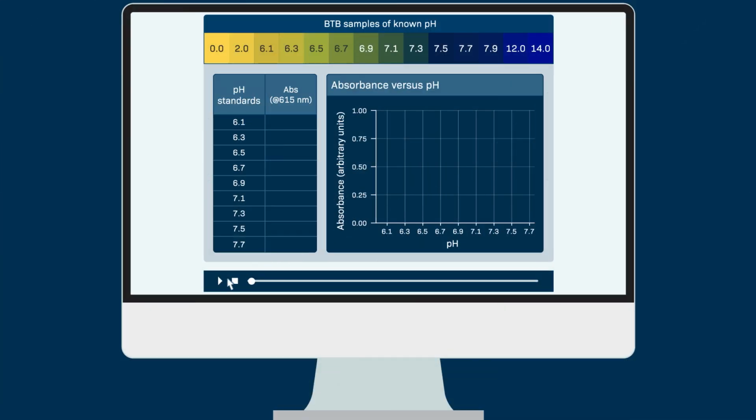Throughout the virtual lab, animations and interactives help students to understand scientific concepts step by step. For example, here students can learn what a standard curve is through interaction with a graph.